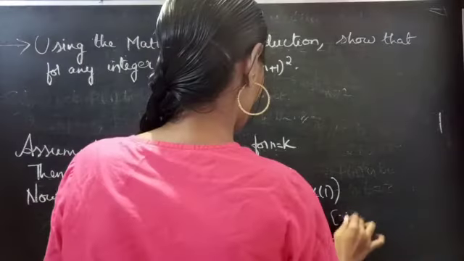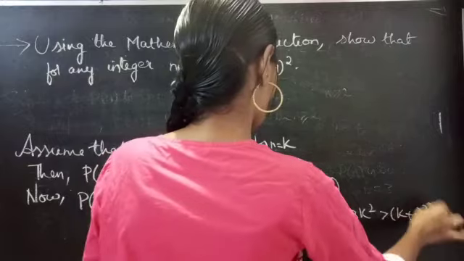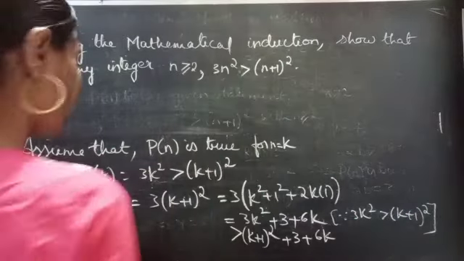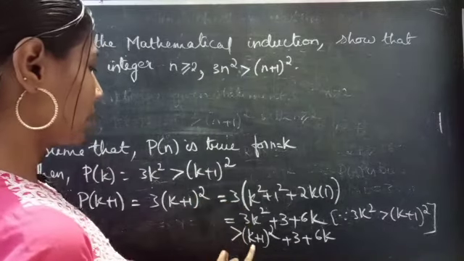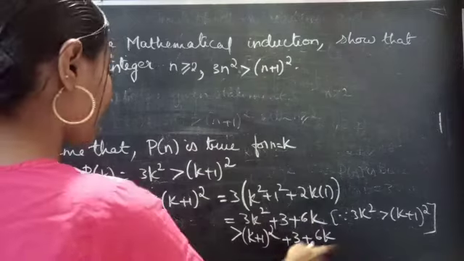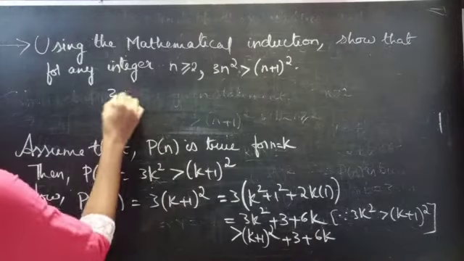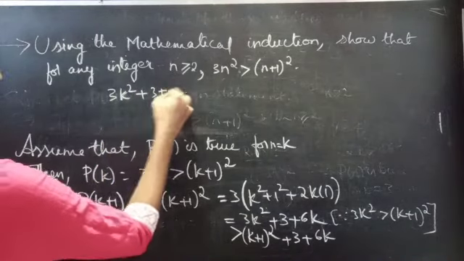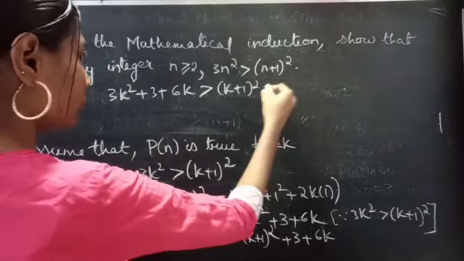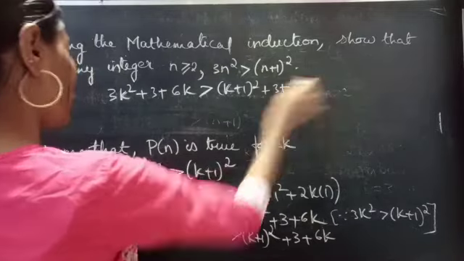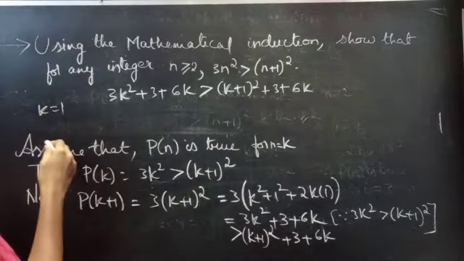We are simply taking 3k square is greater than k plus 1 whole square, and the remaining will be as it is. Don't get confused. If you want, you can check. This is the statement we have used. So let's put k equals 2.